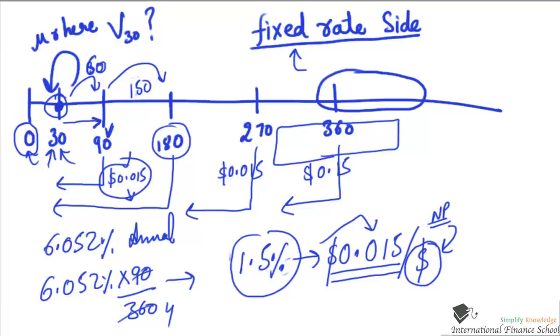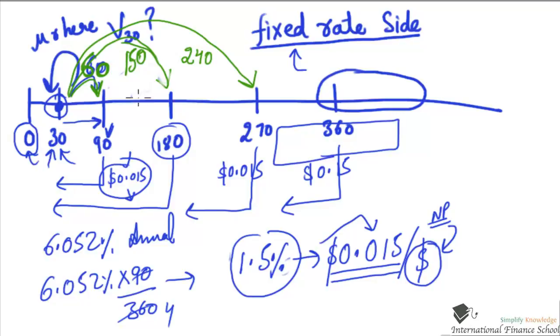Remaining time is what I'll put in green now. So the remaining time is 60, since I am already sitting at 30. The remaining time for this is 150. Why 150? Because 180 minus 30 is 150. Remaining time for this coupon from here to here is 240 days. Why 240? Because out of 270, 30 days have elapsed. The remaining days here is 330 now, because out of 360, 30 days have already elapsed.